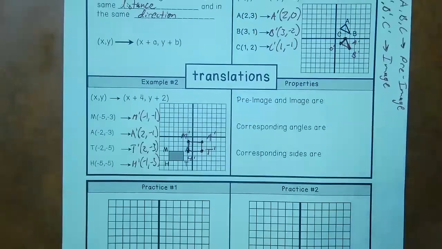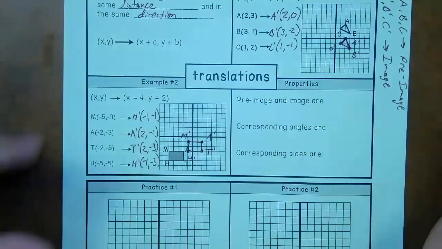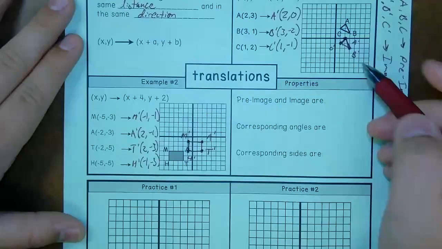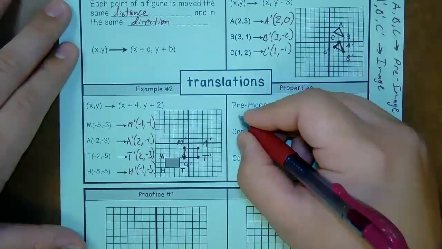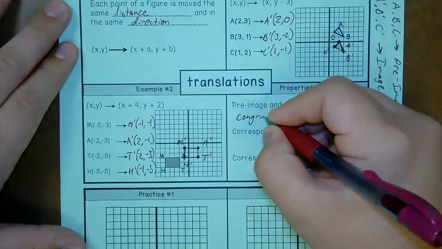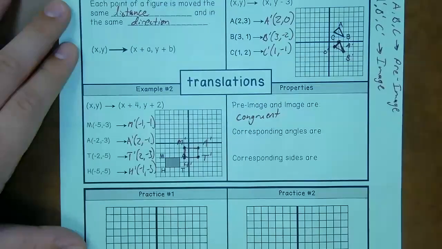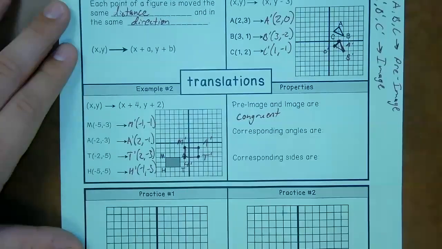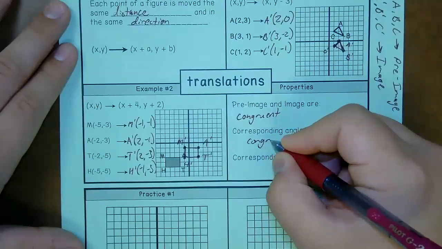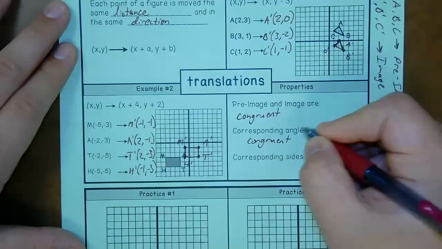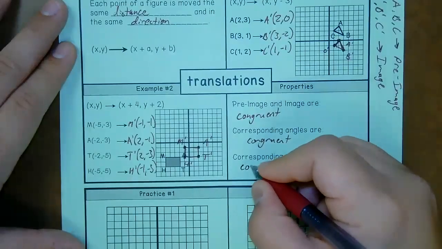Okay. So we talked about the pre-image and the image. One thing that's important to note, you'll notice that these are the same size and shape. We call that congruent. Pre-image and image are congruent, which means that the angles, corresponding angles, are congruent, and corresponding sides are congruent.